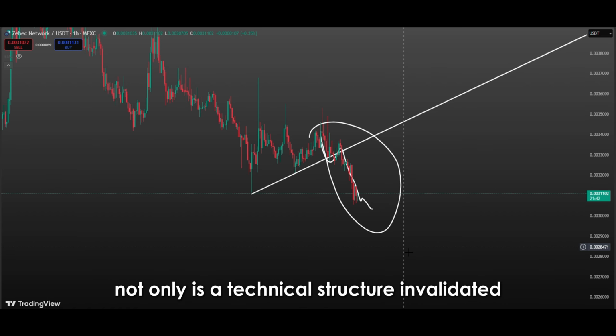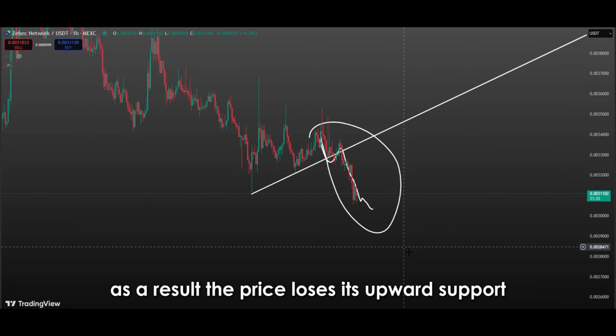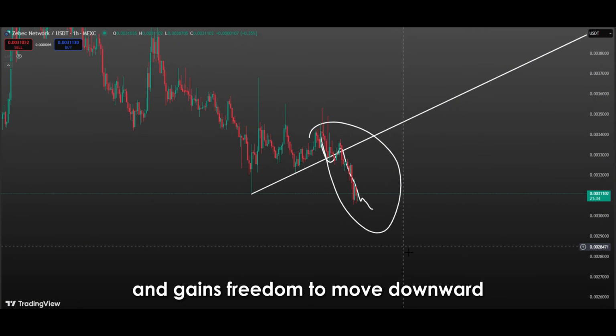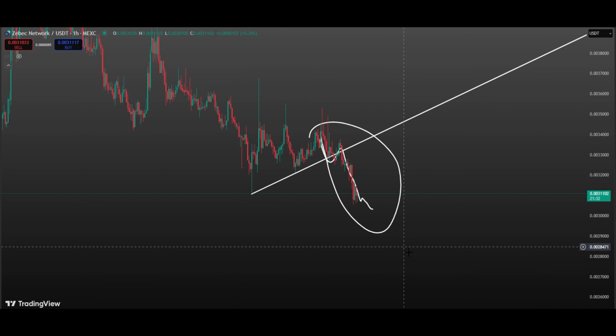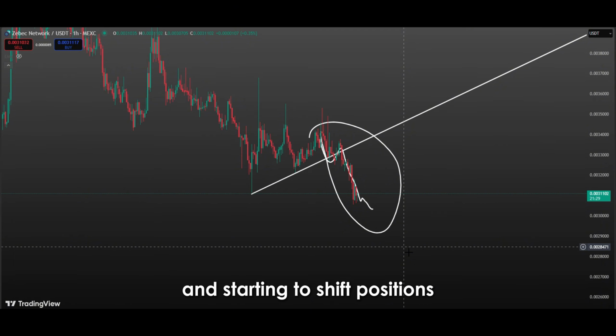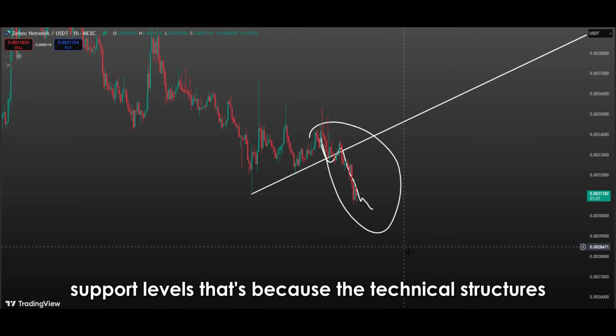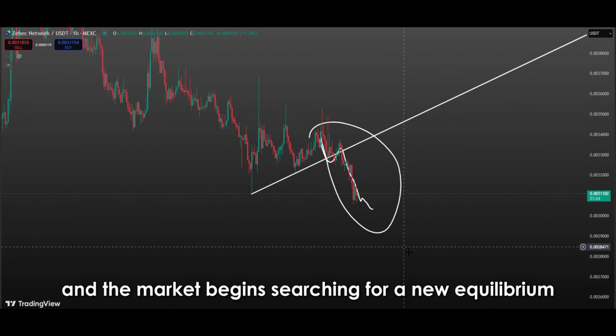When an uptrend breaks, not only is a technical structure invalidated, but investor expectations and psychological balance are also shaken. This breakdown causes many investors to close their positions, while it simultaneously triggers short sellers to enter the market, increasing selling pressure. As a result, the price loses its upward support and gains freedom to move downward. Especially when these breakdowns are supported by strong volume, they are considered confirmation of the move. This indicates that not only has the trendline been broken, but the market is also reacting seriously and starting to shift positions. In volume-backed breakdowns like this, the price typically moves quickly toward lower support levels. That's because the technical structures supporting upward momentum have disappeared, and the market begins searching for a new equilibrium level.